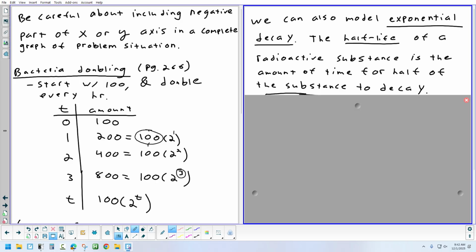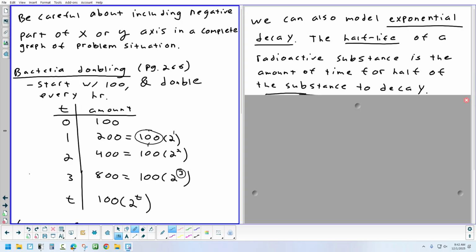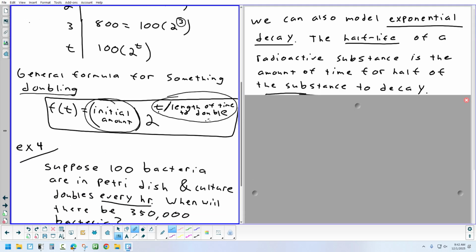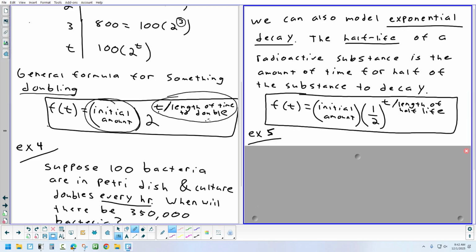And what do you think would change in this formula? It's almost going to look the same. It'll be initial times 1/2. It's going to be initial amount times 1/2. Yep.